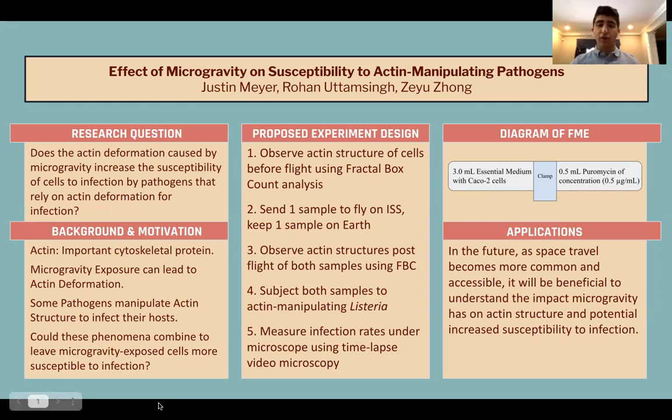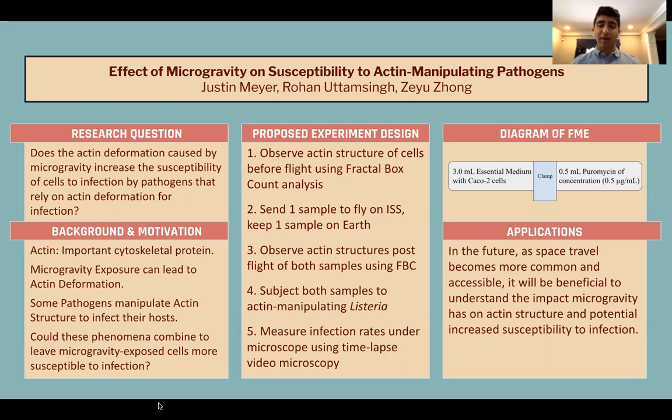As background, we know from past experiments that microgravity can lead to the deformation of actin, which is a cytoskeletal protein that is important to cell structure and movement. However, in these past experiments, the cells have only had seconds of microgravity exposure. So we would like to investigate this further through our experiment with weeks aboard the ISS.